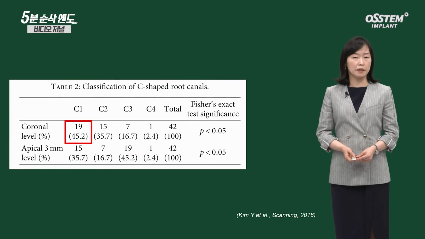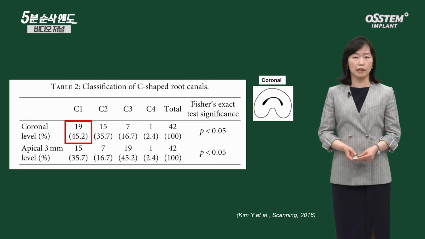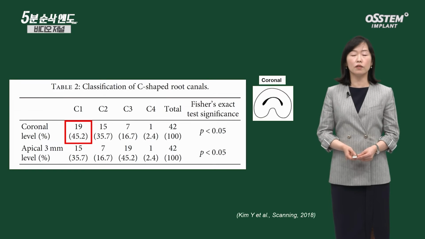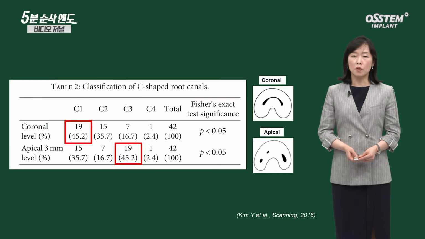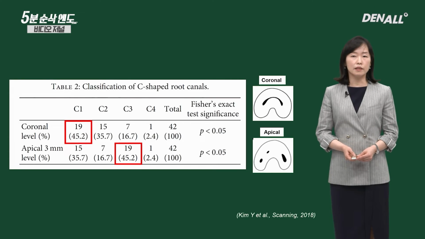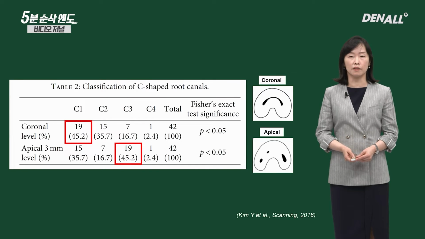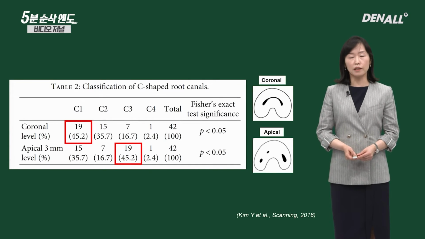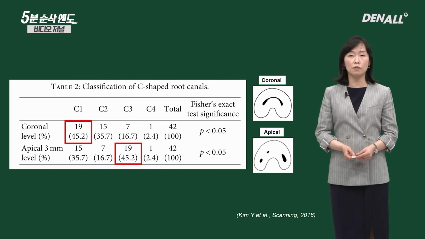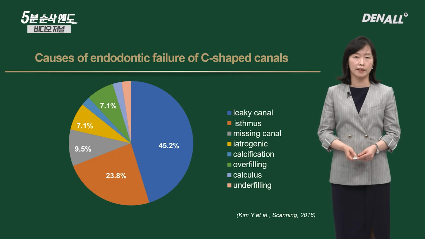At the coronal level, the C1 type was approximately 45%. When we do endodontic treatment from the top, you can see the continuous form. On the other hand, at the apical 3 millimeters, there were a lot of separated types. You may think the separated type is easier, but in the case of C-shape, the separated root canals are connected with an isthmus. Therefore, how we address this determines the success of endodontic treatment.